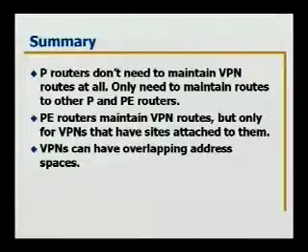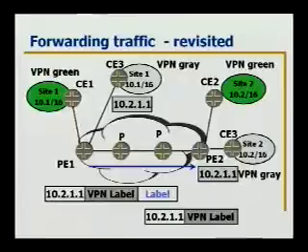So another interesting thing that we note in this picture is the two P routers in the middle of the network here. What do these two P routers need to do? They only need to be able to switch packets based on labels. They don't need to know anything about VPN-IP addresses. They don't need to know anything about any of the VPN routes in this network.